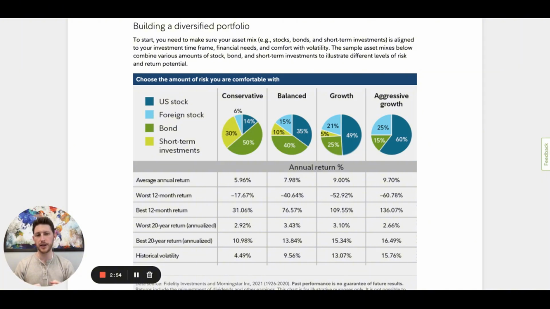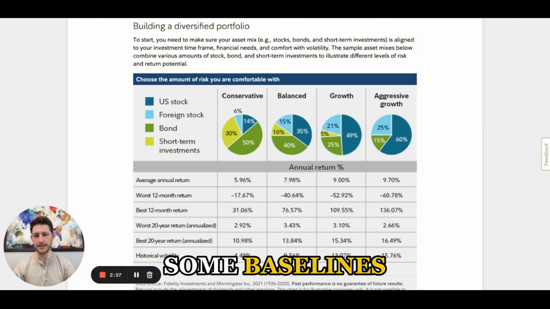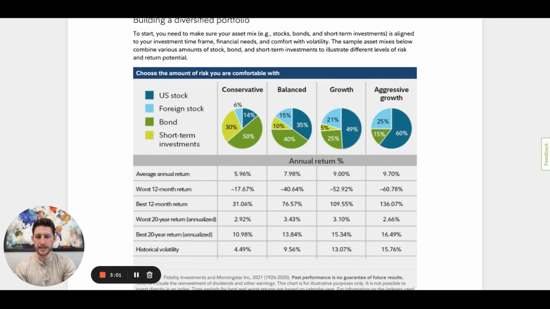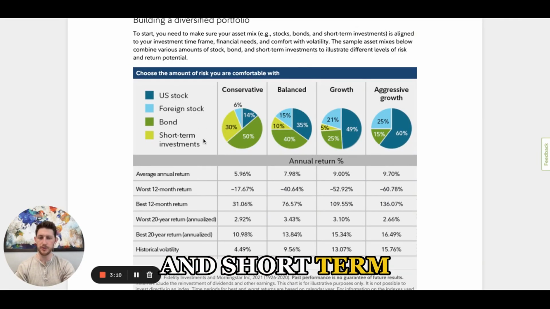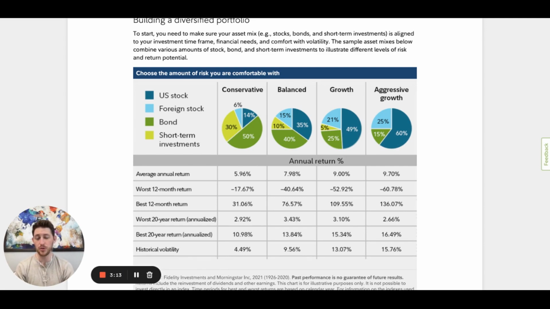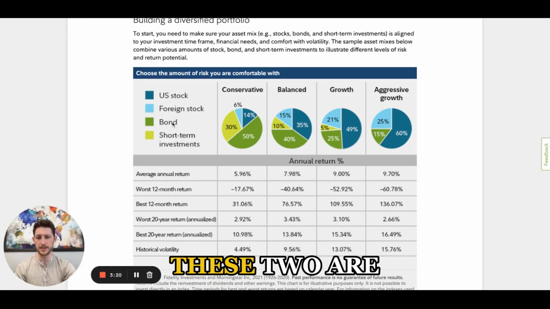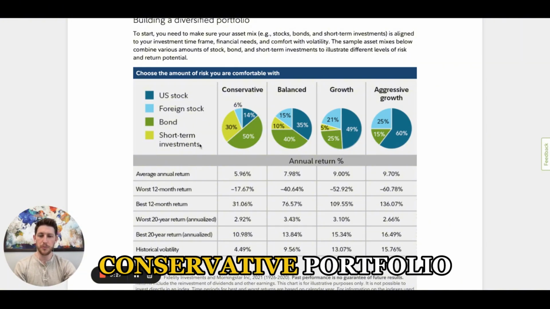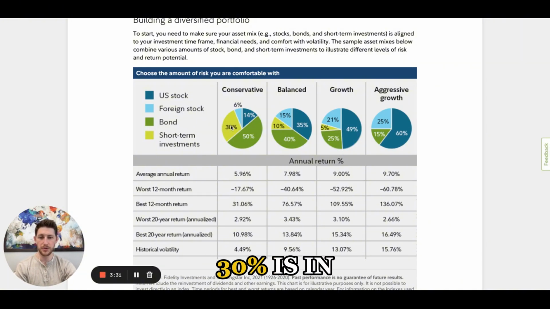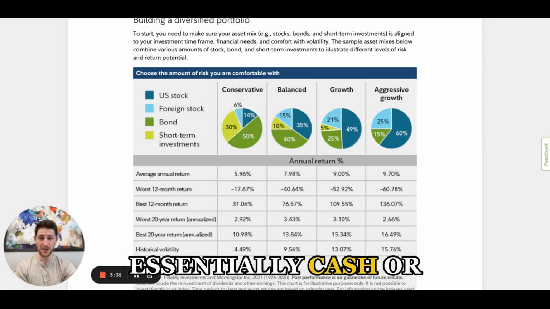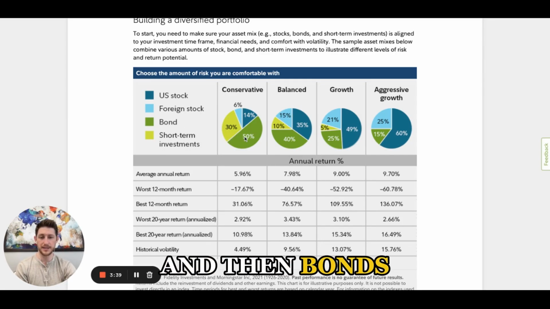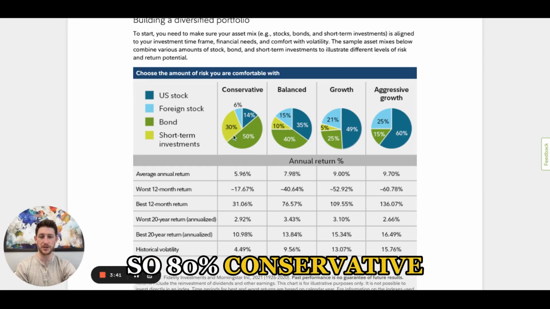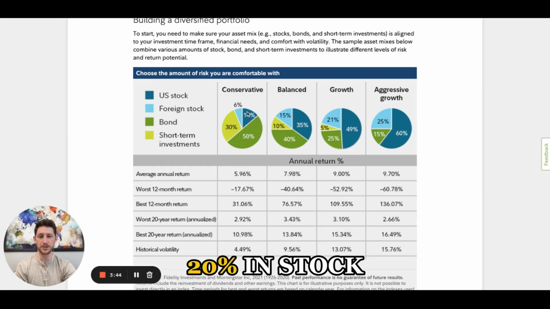Everybody's a little bit different, but here are some baselines. If we look at the risk level, this is made up of US stock, foreign stock, bonds, and short-term investments, which is basically cash or really short-duration bonds. These two are aggressive, and these two are conservative, higher risk and lower risk. In a conservative portfolio, 30% is in short term, essentially cash or very short-duration bonds, and bonds make up 50%. So that's 80% conservative, and only 20% in stock.